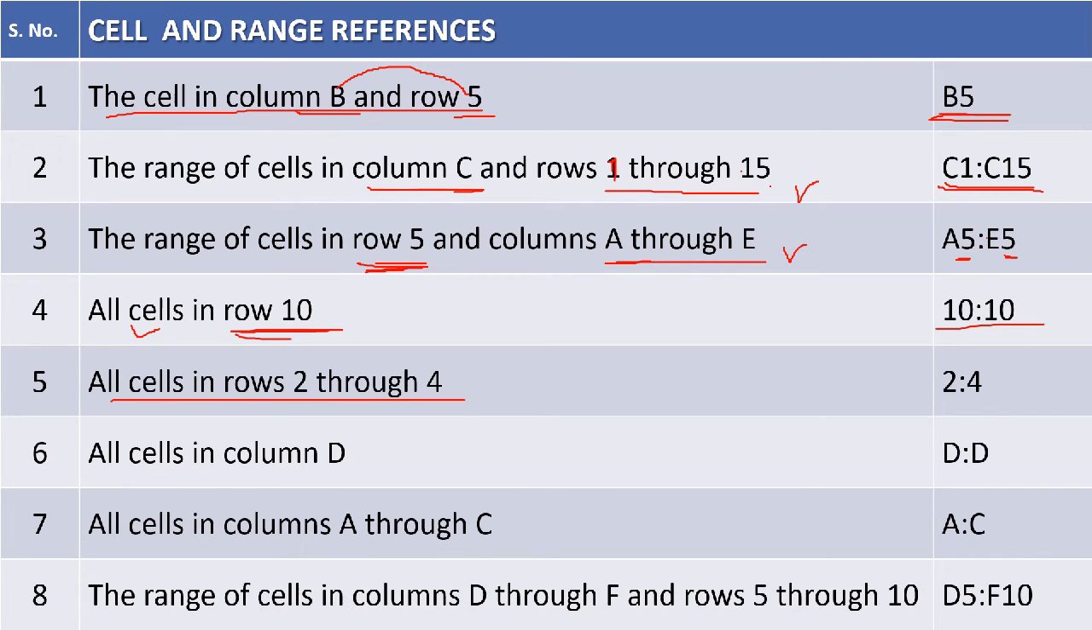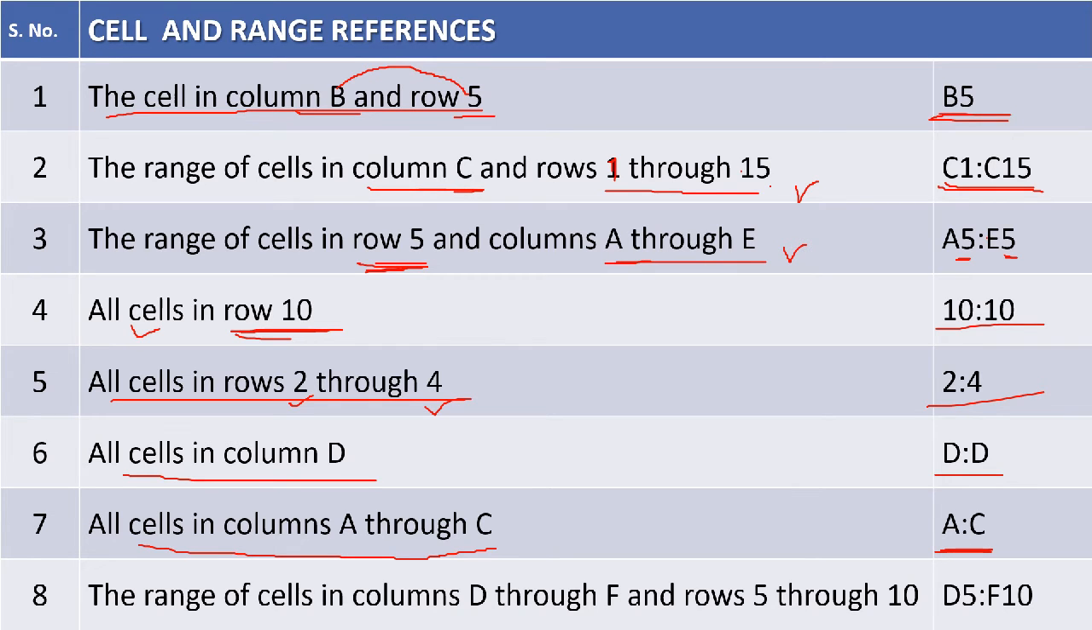So there is no column mentioned here and only rows 2 through 4. So 2:4. Next example, all cells in column D. That means there is no row. So D:D. And next example, all cells in columns A through C. So here there is no row mentioned, columns A and C.